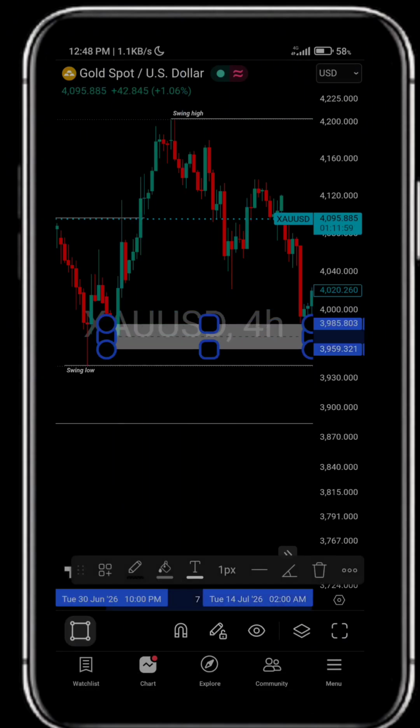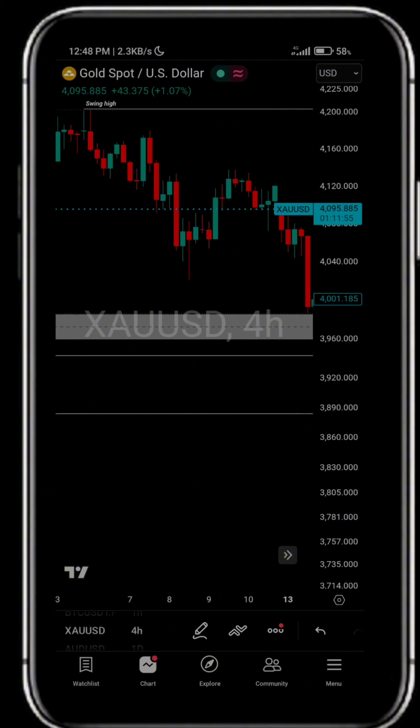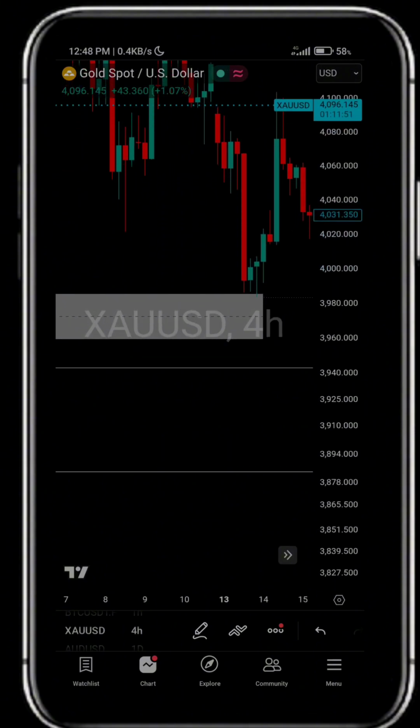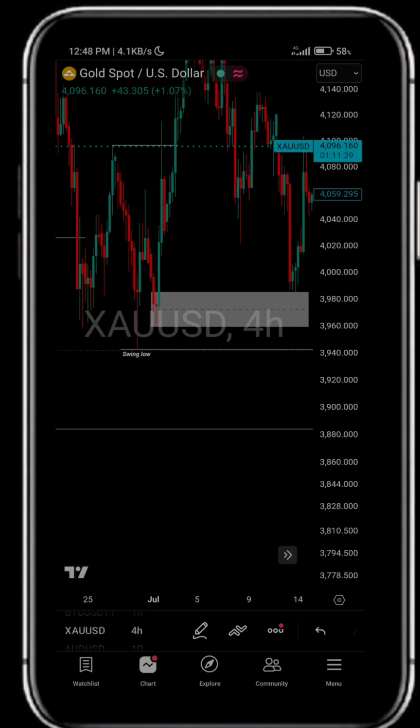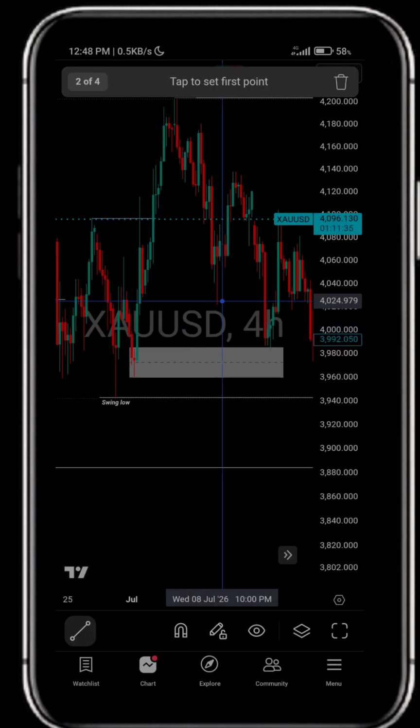You can see price actually reacted to this order block and tapped into it. You can see clearly it did tap into it. If I take this out, you can see that it indeed tapped into it. So what do we have? We have a clear inducement here.